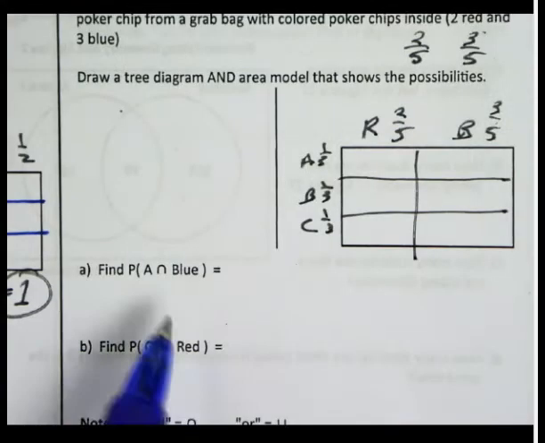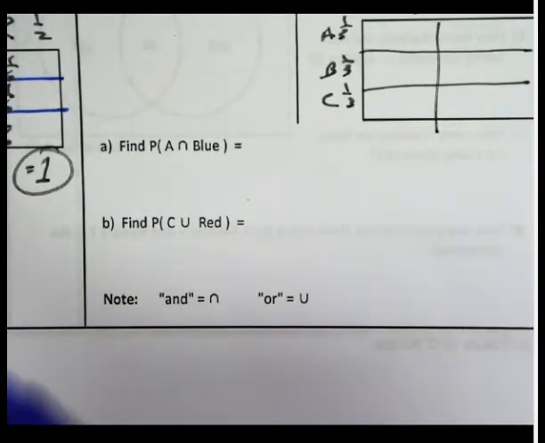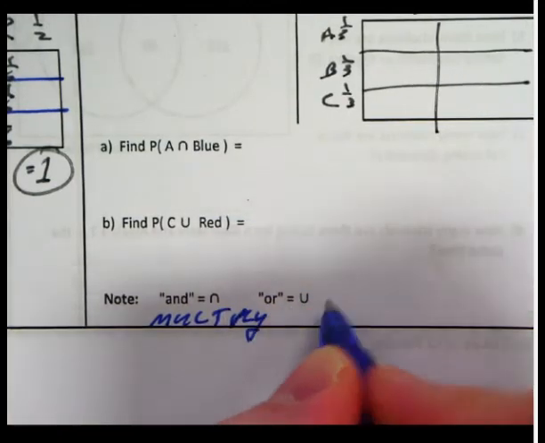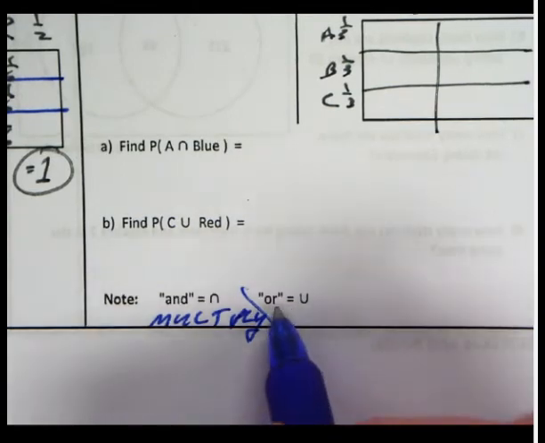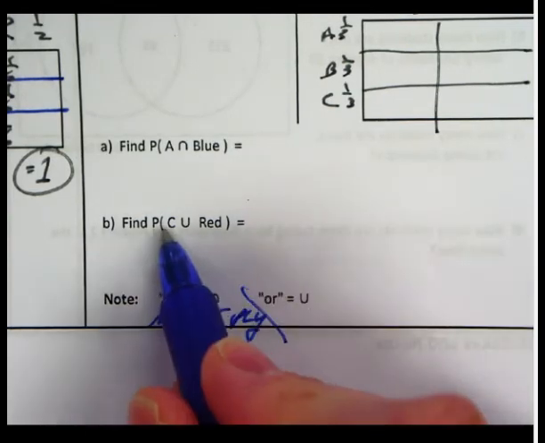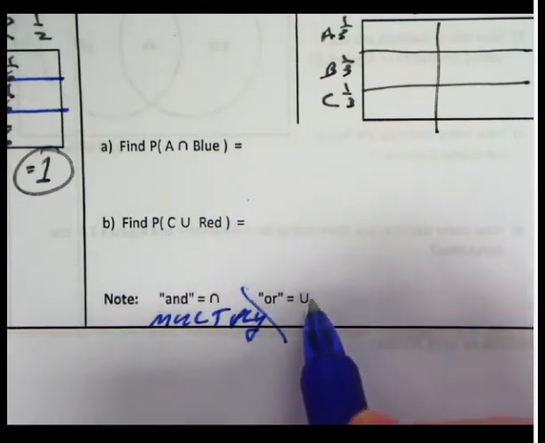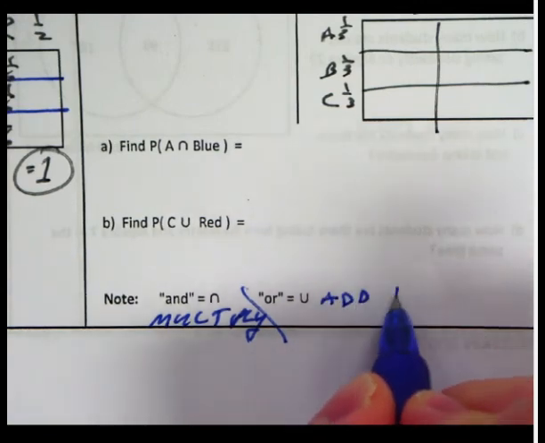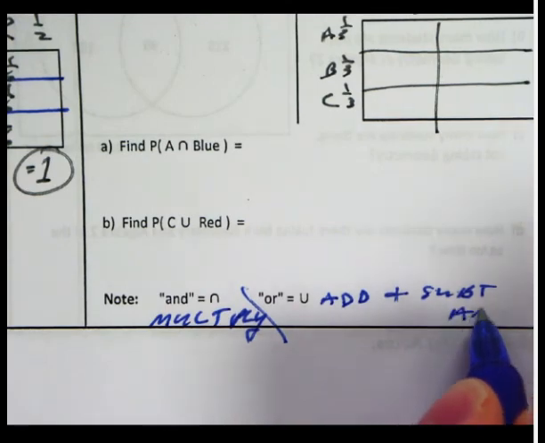Remember, this symbol is and, and and is multiply. You multiply those together, or you just find the one box that's in the cell here, or in the table. And then the other one is or, which is union, which is add and subtract the and. You're taking in all the C's, all the reds, and then you're putting them all together and subtracting the and. So or is add and subtract what you got for the and answer.